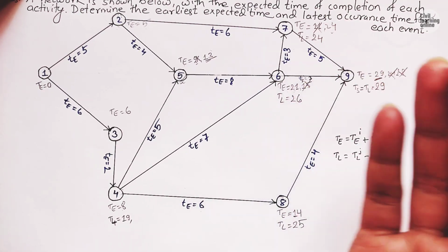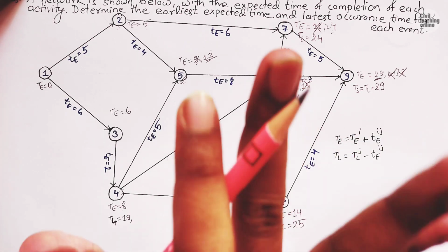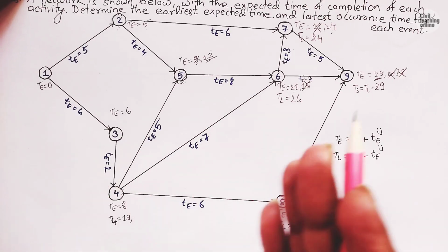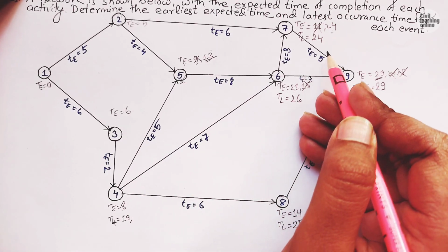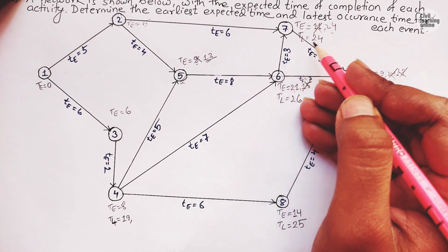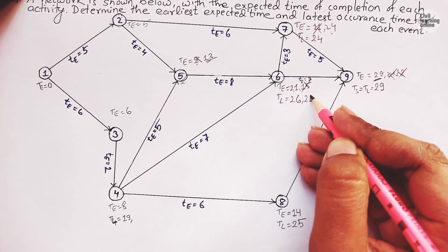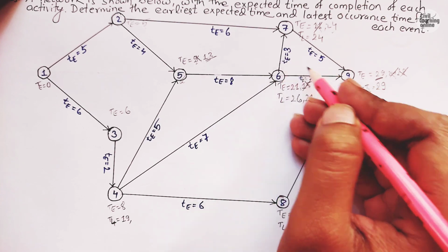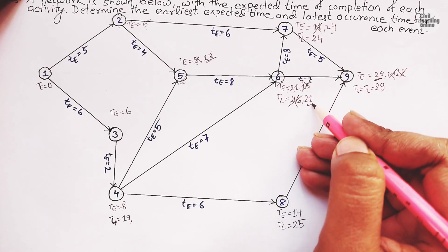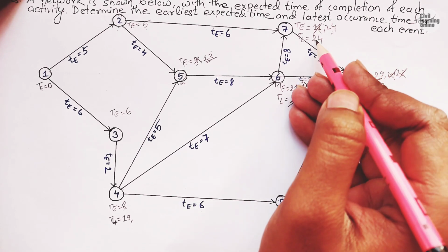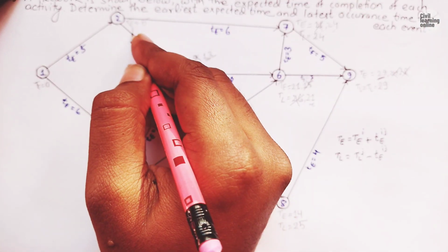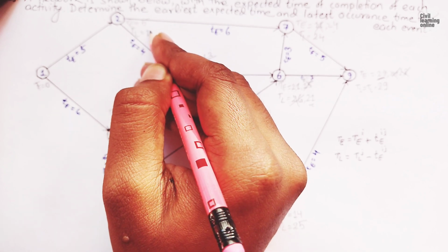24 minus 3. Now we are moving backward along the arrow. While calculating the earliest expected time, we were moving forward along the arrow. Now we are moving backward from the arrow. So 29 minus 5 was 24. TL of this 7 was 24. 24 minus 3 is 21. Similarly, here 6 has two successors, so minimum of these two is 21. So cross this 26 and TL of 6 is 21. Now 24 minus 6 is going to be 18. So TL of this event 2 is 18.